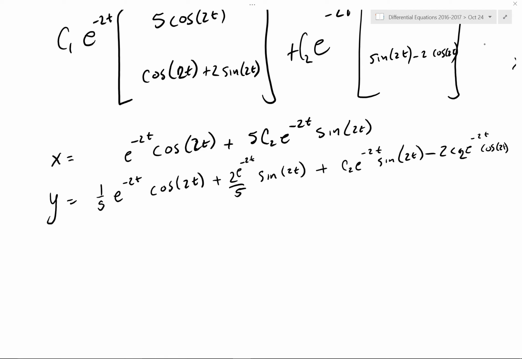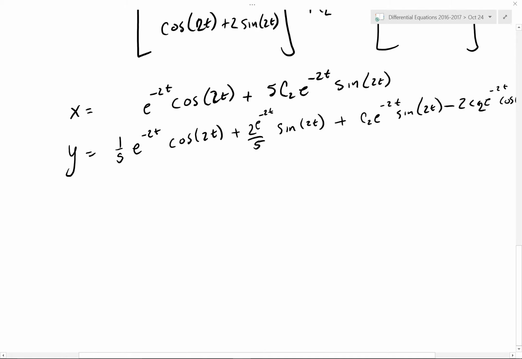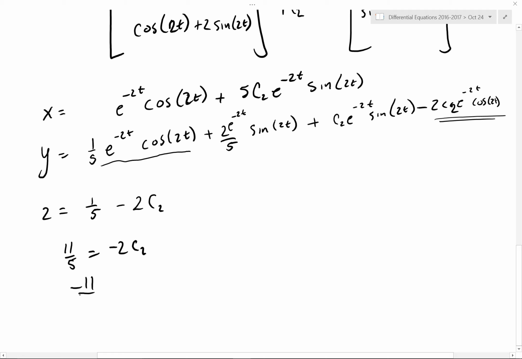Now, it says that y of 0 is 2. Oh, okay. Well, if y of 0 is 2, that means 2 is equal to... Well, this cosine piece isn't going anywhere, so it's going to be 1/5. And then this cosine piece over here is also going to be left, so negative 2c2. Now, if you add that over there, you're going to get 11/5 is equal to negative 2c2. And then so it's going to be negative 11/10.